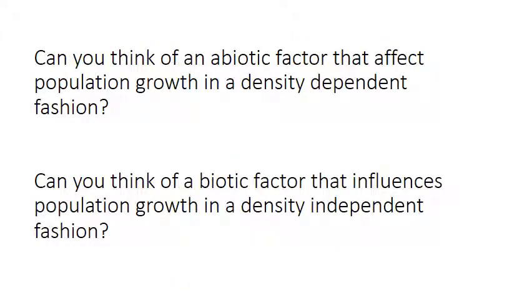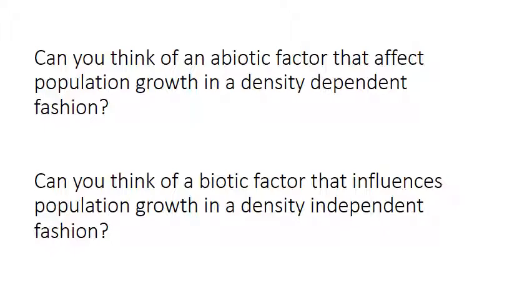As I say though, those categorizations don't always hold true. We talked in class about thinking of examples of abiotic factors that can affect population growth in a density dependent fashion, so going against the mold, and also thinking of biotic factors that influence population growth in a density independent fashion. An example of the first might be a cold snap. In a low density population, all of the individuals might be able to find suitable shelter in order to survive that cold snap. But in a high density population, many of those individuals might not be able to compete for shelter. They might not be able to find shelter, and so you actually get much higher death rates in response to that cold snap in a high density population.